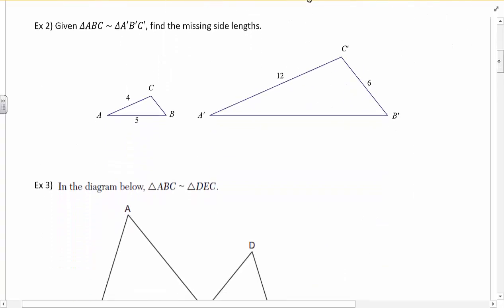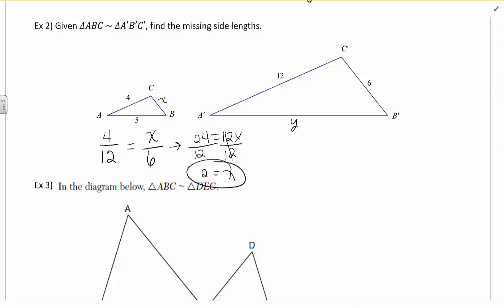All right, given that these two things are similar, find the missing length. So I'm going to call that X, and I'm going to call this Y. And we're going to set up some proportions here. So if I look at this one, ABC is similar to A prime, B prime, C prime, just the way it's drawn. So 4 and 12 go together, and X and 6 go together. They're corresponding. So when I cross multiply this, I have 24 equals 12X. Divide by 12, and you get X equals 2.